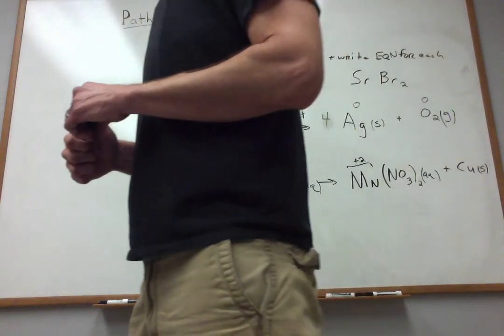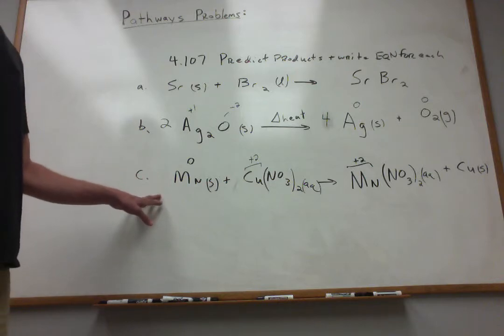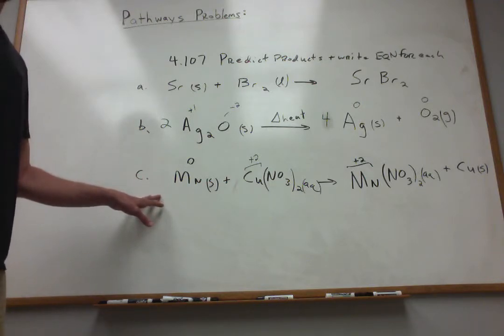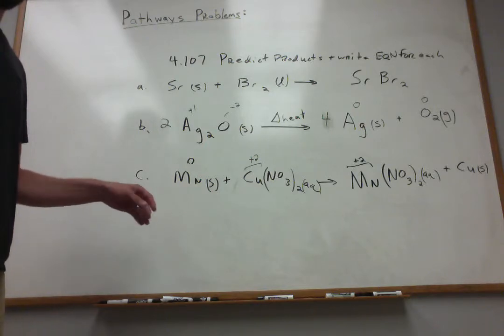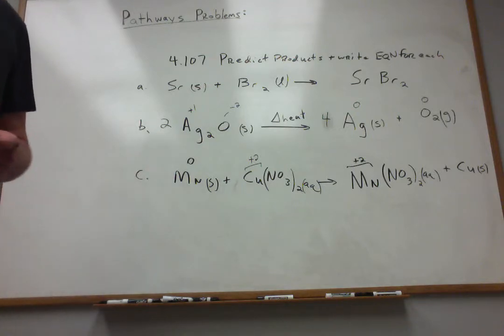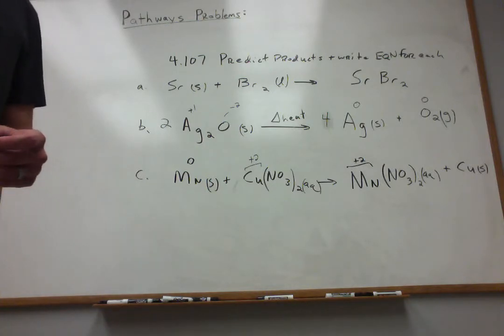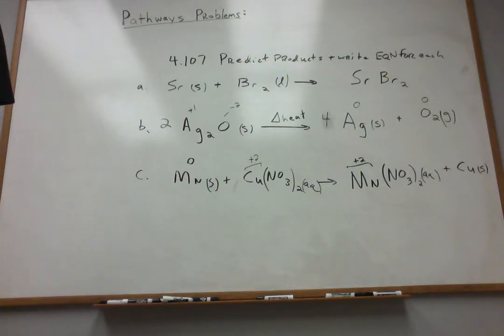Now the problem is this is hypothetical at this point. We don't know whether or not this will occur. We need a mechanism or a way to predict whether it actually happens. In this chapter, we have learned about something called the activity series of metals. Figure 4.24 of your textbook on page 186 shows this activity series of metals. This is a listing or a table from top to bottom of a metal's strength as a reducing agent.